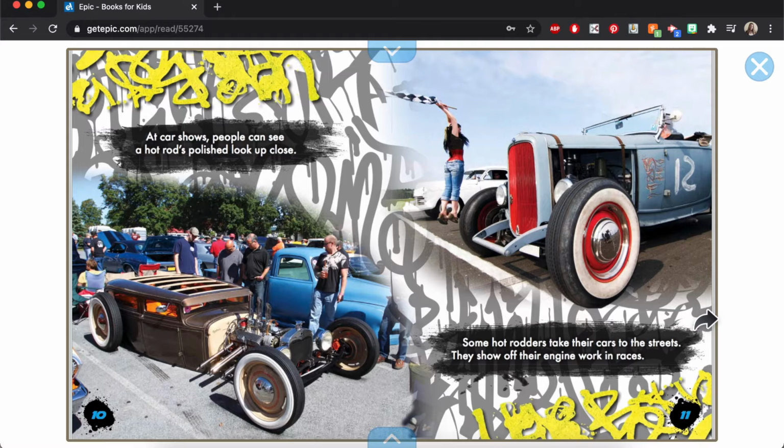At car shows, people can see a hot rod's polished look up close. Some hot rodders take their cars to the streets and show off their engine work in races. So some people will show off their cars in car shows where others can look at them, and some people like to race their cars and show how fast the engine is.